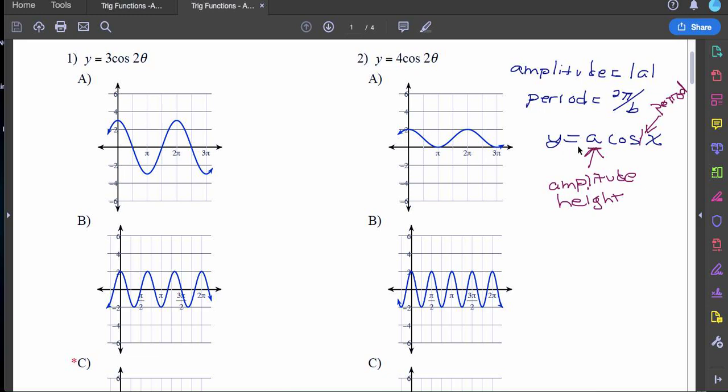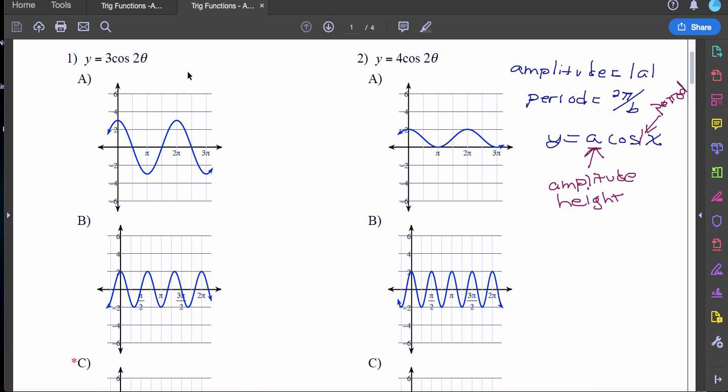Given a trigonometric function, A, the number that's in front of cosine or sine, is the amplitude, the absolute value of it, which is the height of your graph. And the number in front of x, and I put 1 there so we could see that, is what we're going to use to solve for the period. So let's practice on number 1.